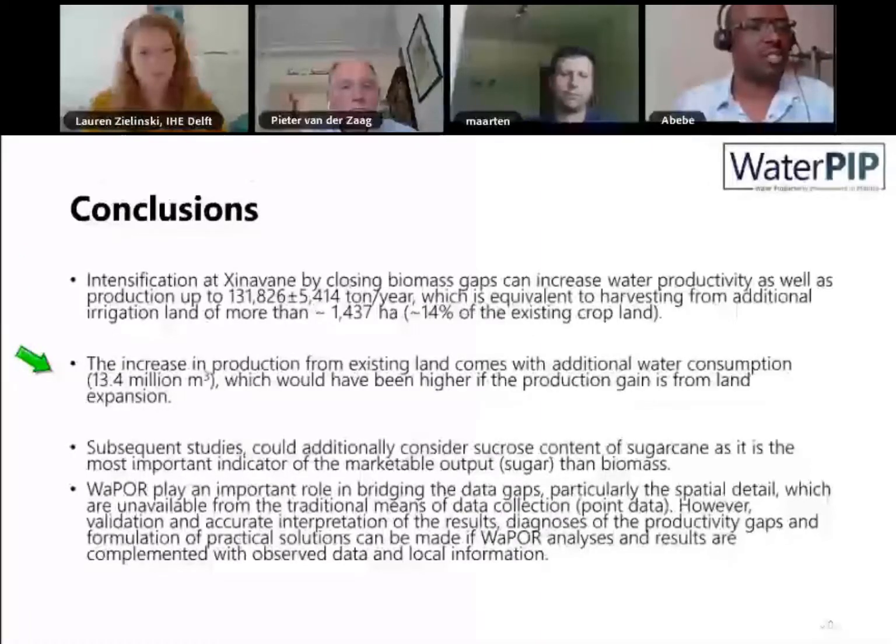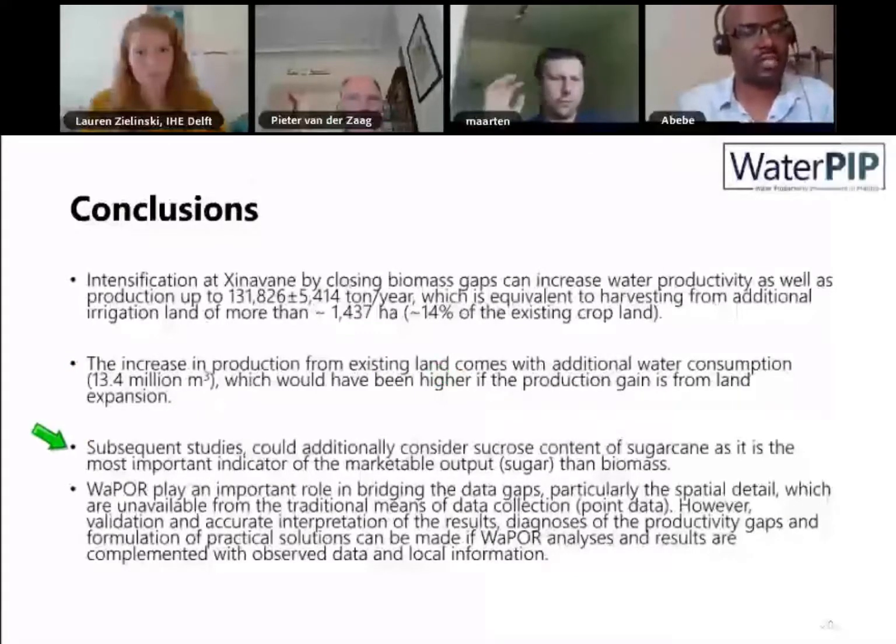But this comes with implications for water consumption, but this water consumption would be even higher if the production gain is coming from land expansion. So yes, we are comparing this additional water consumption, but I would expect it to be less if I compare it with the yield increase from the expansion.